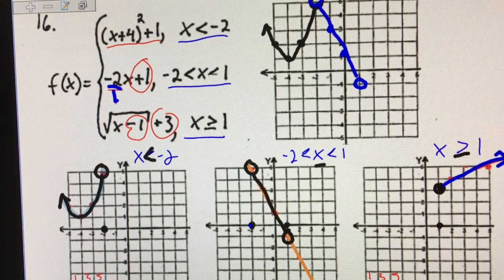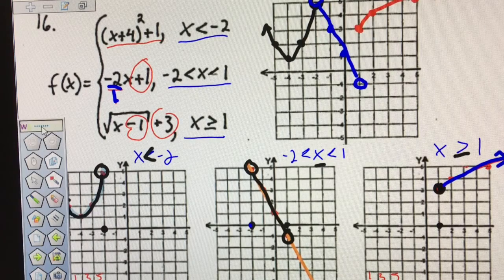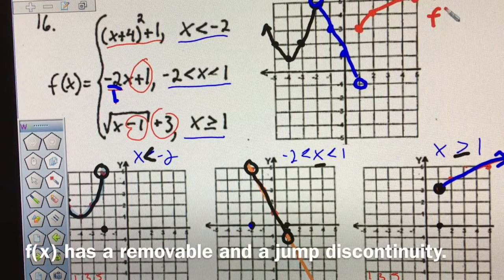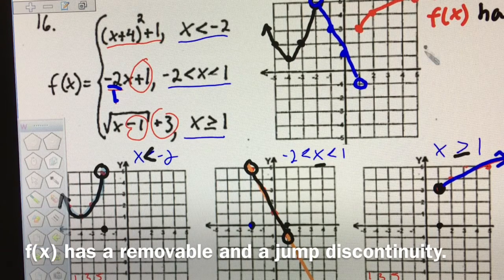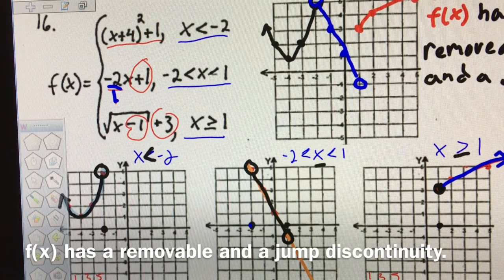This one I go to 1, 3. I go right 1, up 3, right 1, up 1, 2, 3, closed circle. Then I implement 1, 3, 5, up 1 over 1, up 1 over 3, out route. f of x has a removable and a jump discontinuity.